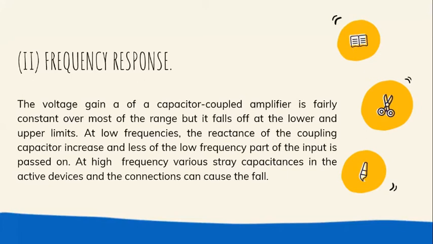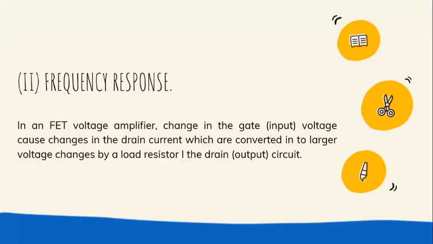Next, frequency response. In a FET voltage amplifier, changes in the gate input voltage cause changes in the drain current, which are converted into larger voltage changes by a load resistor in the drain output circuit.